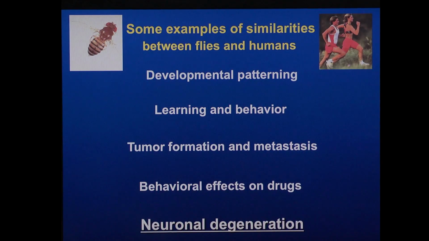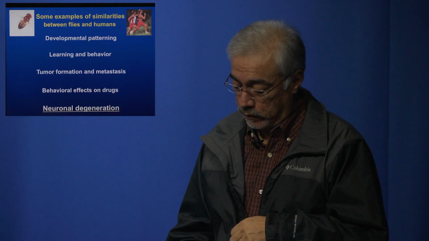So the same molecules that regulate learning and behavior in humans are also present in flies. Genes controlling cancer can be studied in flies. The response to drugs can also be analyzed in flies. Mechanisms associated with neurodegeneration are pretty similar. This is what I'm focusing on in my lab. So I just want to show you some examples of some of the phenomena that can be analyzed in flies.